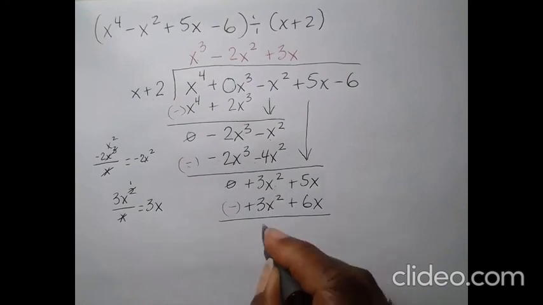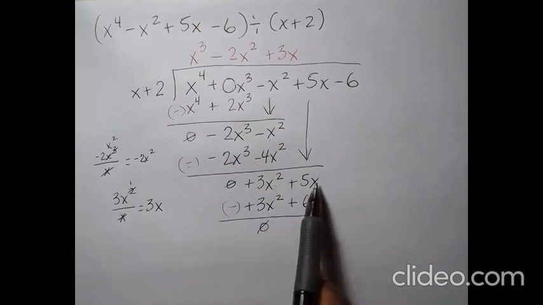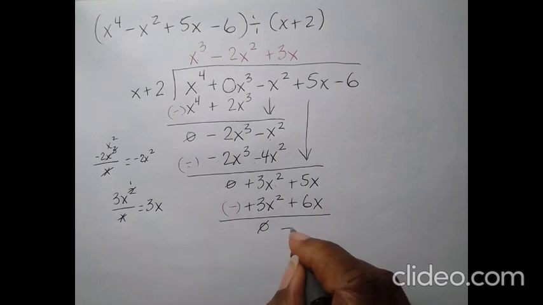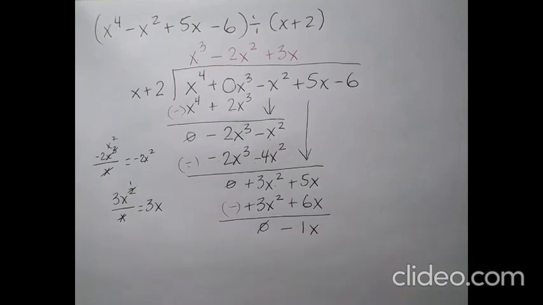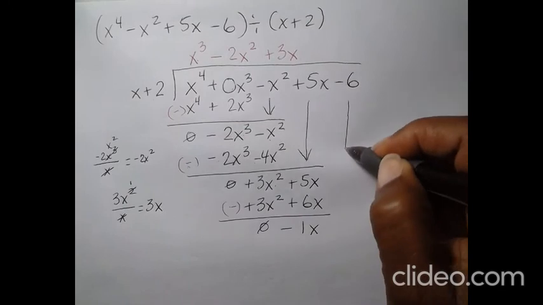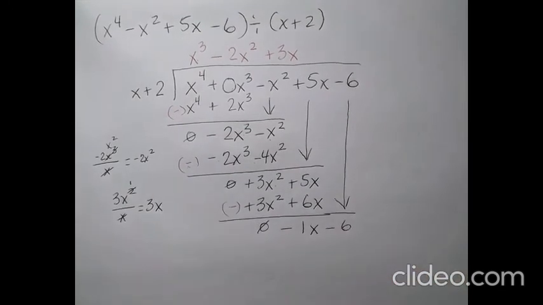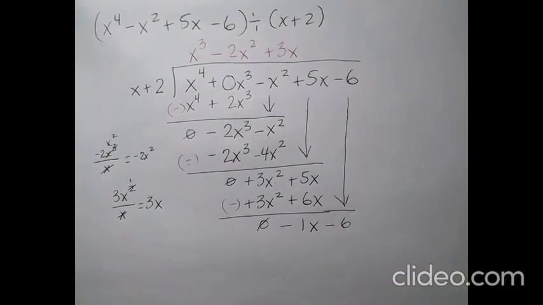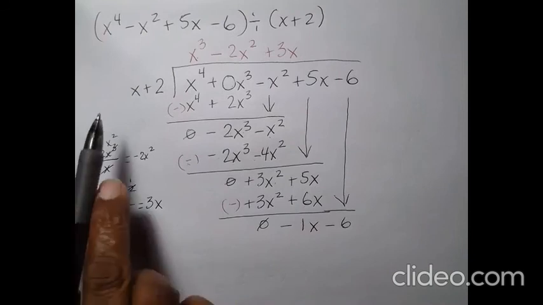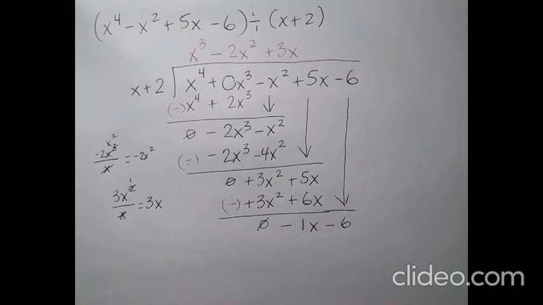3x squared minus 3x squared, 0. 5x minus 6x is negative 1x. I'm putting that 1 there just so we know it didn't disappear. And then we're bringing down our negative 6. Just like long division. You know, many of us are not missing those long division days, but that's what we're doing here. X goes into negative x, negative 1 time.